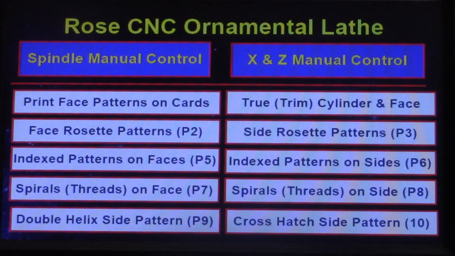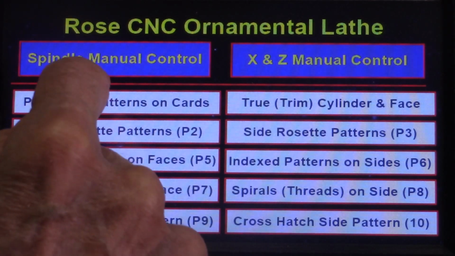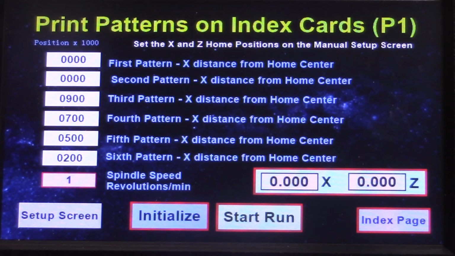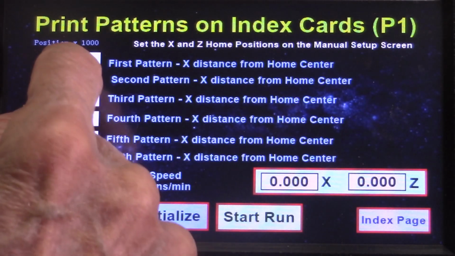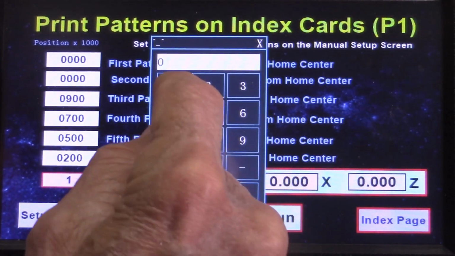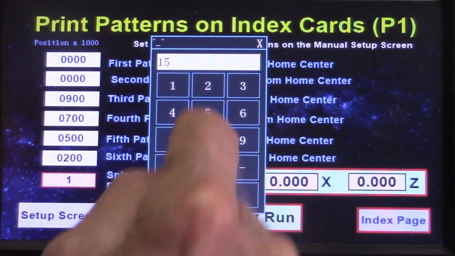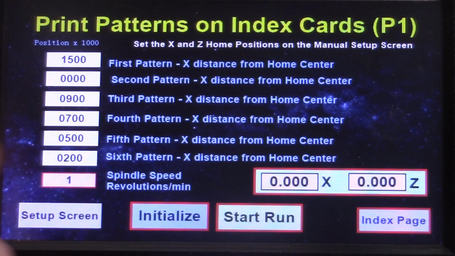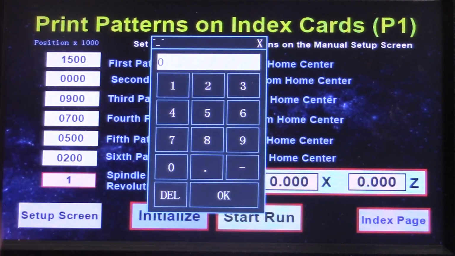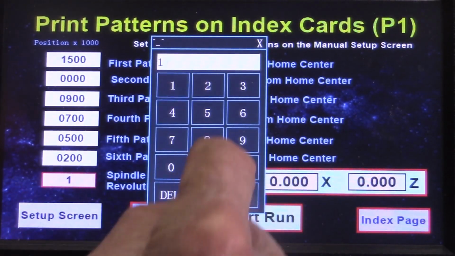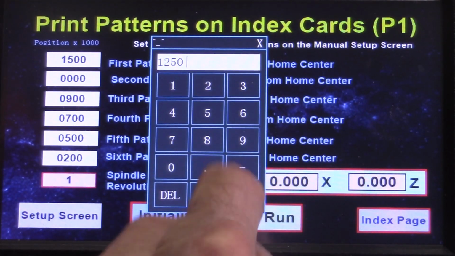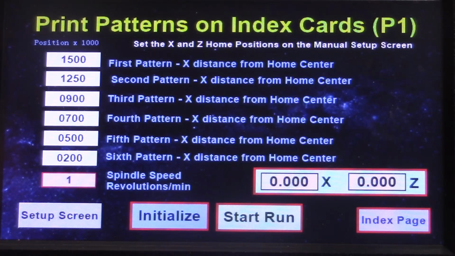Well, the first program I wrote was for printing patterns on the face of index cards, and that's this program right here. Now this is a system that's set up so I can input up to 6 different patterns to run continuously, one after another. And I just set the distance from center. So for example, on this first one, if I want to make this say 1.5 inches from center, I just press in 1500. And that takes 1.5 inches from the center. If I want the second one to be maybe 1 1/4 inches from the center, type that. And I put in 5 or 4 others, so there's a total of 6 patterns I can print.